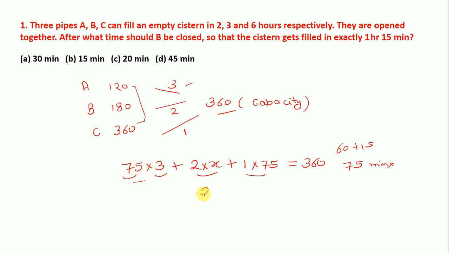So 2x will be equal to 360 minus 300, and x will be equal to 60 by 2, which is equal to 30. So pipe B should be closed after 30 minutes. So we can simply say that if pipe B is opened for 30 minutes and pipes A and C are opened for 75 minutes, then the cistern will be filled in exactly 75 minutes. So to get the cistern filled in exactly 1 hour and 15 minutes, you have to close pipe B after 30 minutes. Now question second.